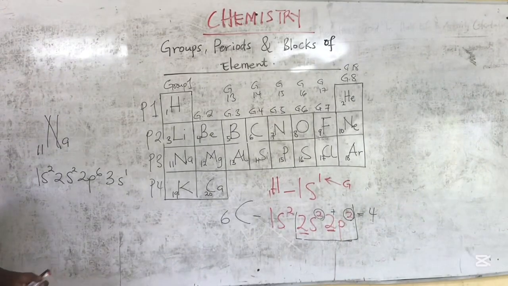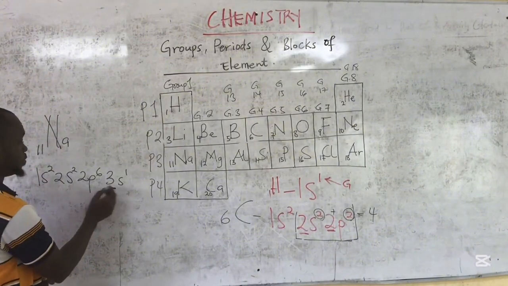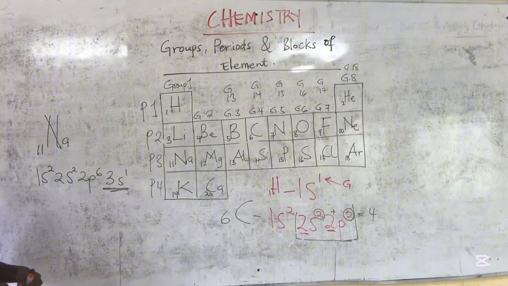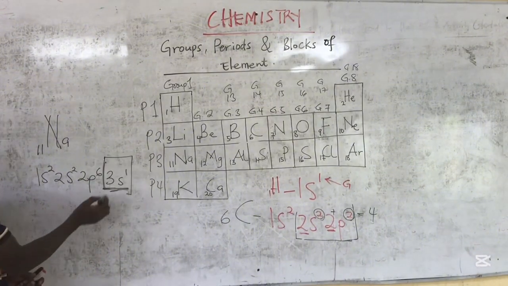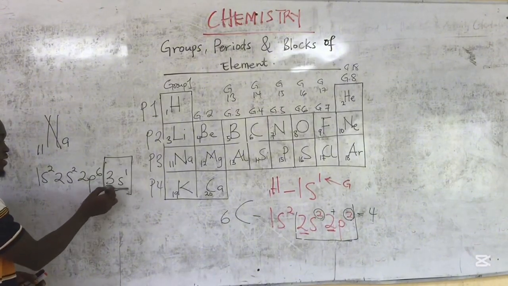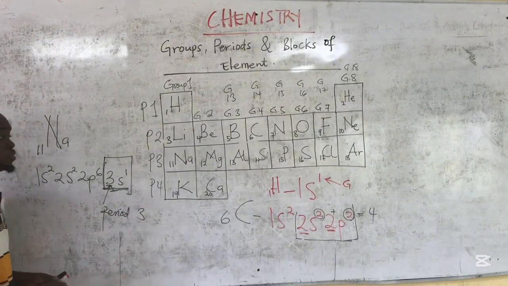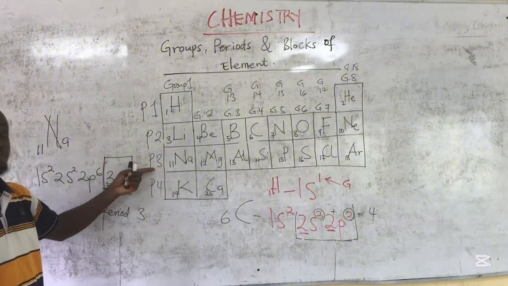Now, what is the last energy level of sodium? That is in the third shell. That is the third orbital, so that is the 3s orbital. That is the last orbital of sodium. So the last orbital here indicates that sodium is in period 3. So now let's check sodium, Na. It is in period 3.